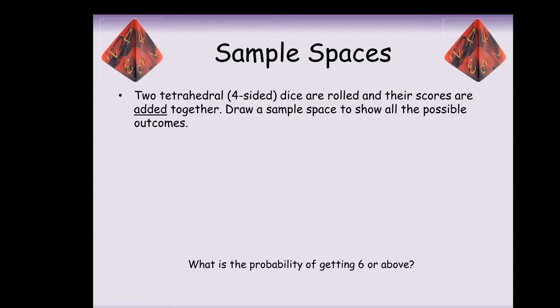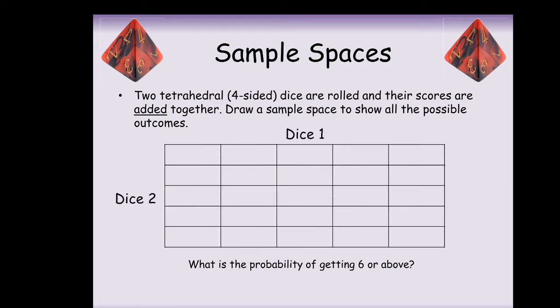Right, sample spaces. 2 tetrahedral, that's 4-sided, dice are rolled and their scores are added together. Draw a sample space to show all the possible outcomes. So, dice 1, we've got 1, 2, 3 and 4. Dice 2, we've got 1, 2, 3 or 4. This time to fill these in, it's not 1 and 1, it's 1 add 1. So 1 add 1, 2. The next one, 1 add 2, 3. 3 add 1, 4. 1 add 4, 5. 1 add 2, 3. 2 add 2, 4. 2 add 3, 5, etc., etc. You can see how they're filling in.